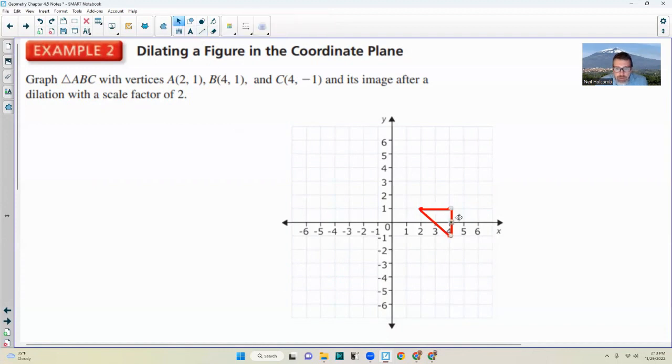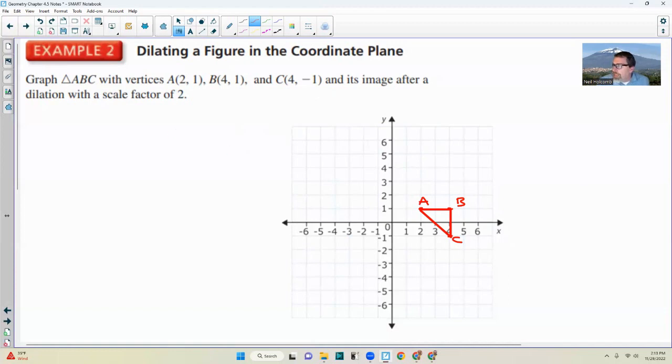All right, it's off just a hair here. Let me move this in. That's a little better. All right, so there is A, B, C. So A is at 2, 1. B is at 4, 1. And C is at 4, -1. Okay, and then it says, and its image after a dilation with a scale factor of 2.